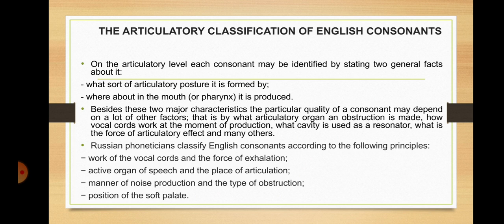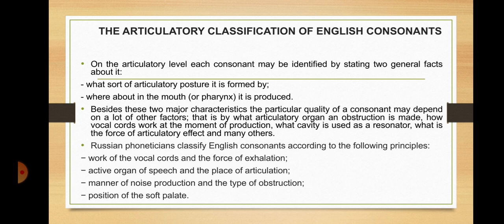And now we'll consider in detail the articulatory classification of English consonants. On the articulatory level, each consonant may be identified by stating two general facts about it: what sort of articulatory posture it is formed by, and whereabouts in the mouth or pharynx it is produced. Besides these two major characteristics, the particular quality of a consonant may depend on a lot of other factors.